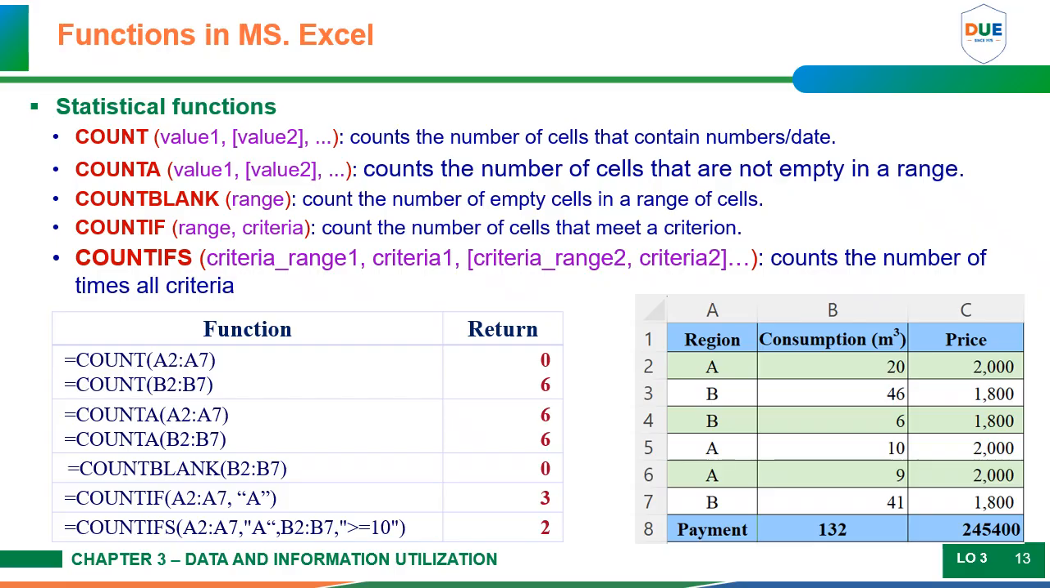COUNTIF(A2:A7, "A") returns 3, because there are 3 cells with the value A in A2:A7. COUNTIFS(A2:A7, "A", B2:B7, ">=10") returns 2, because there are 2 cells where column A equals A and the corresponding value in column B is greater than or equal to 10.